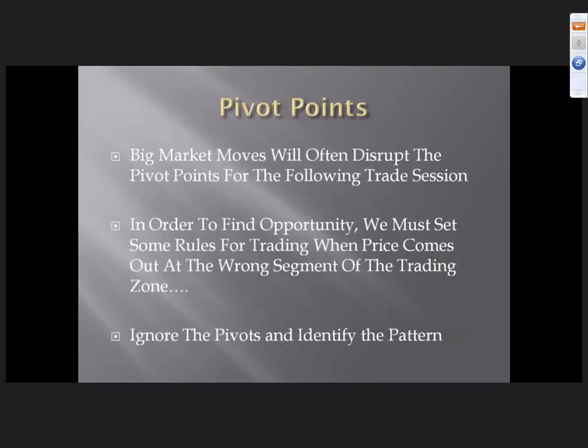Understanding the pivots, big market moves will disrupt them. If you have like a 200 pip day or 300 pip day, out of the ordinary, and the range is 100, the pivot points will be disrupted going into the next day. So in order to find opportunity, you've got to set some rules for yourself. When price comes out on the wrong segment of the trading zone in relationship to the pivots, ignore the pivots and identify the pattern.